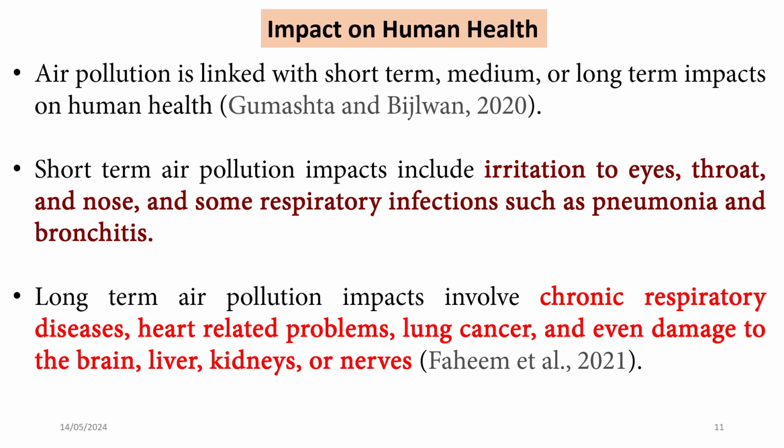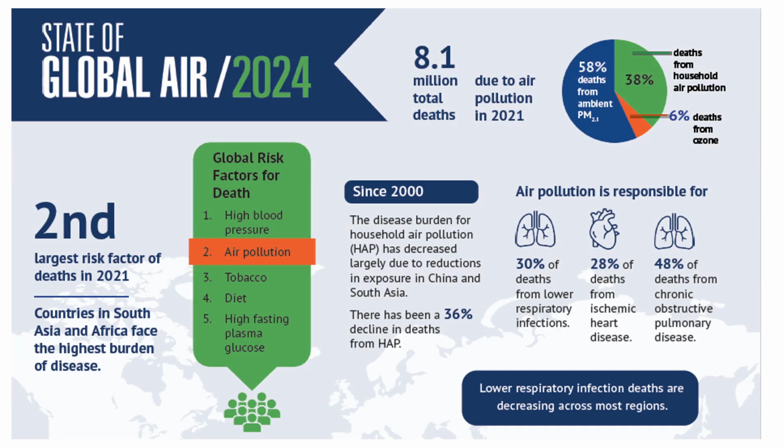Next is the impact on human health. Air pollution is linked with short-term, medium-term, or long-term impacts on human health. Short-term air pollution impacts include irritation of the eyes, throat, and nose, and some respiratory infections such as pneumonia and bronchitis. Long-term air pollution impacts involve chronic respiratory diseases, heart-related problems, lung cancer, and even damage to the brain, liver, kidneys, or nerves. So these are the major health impacts due to air pollution.